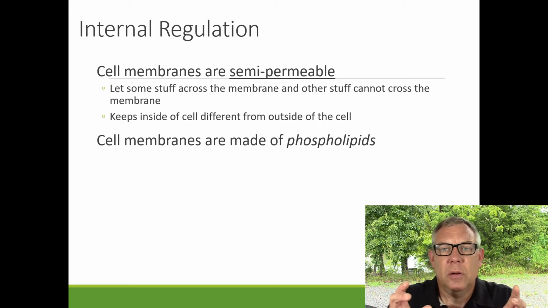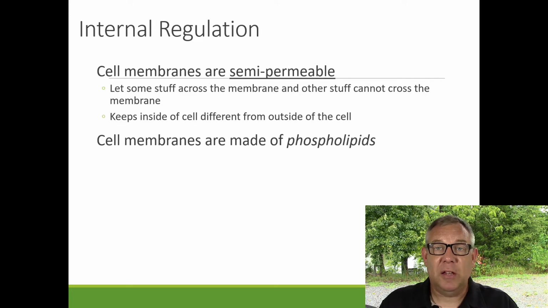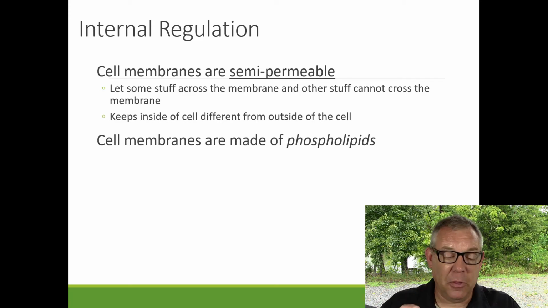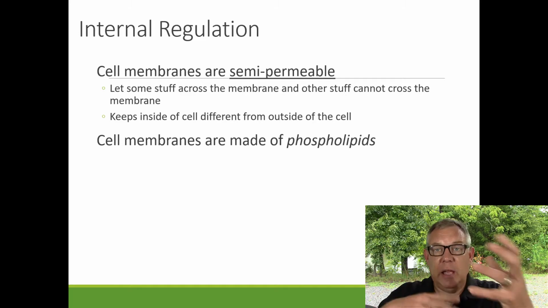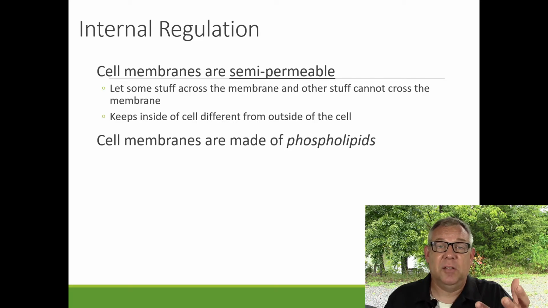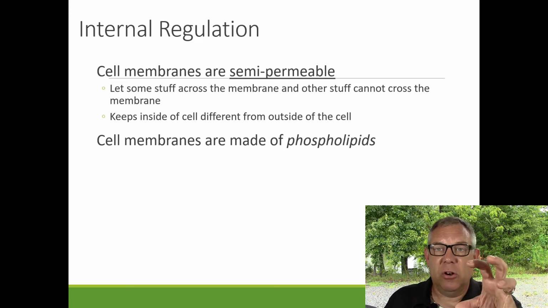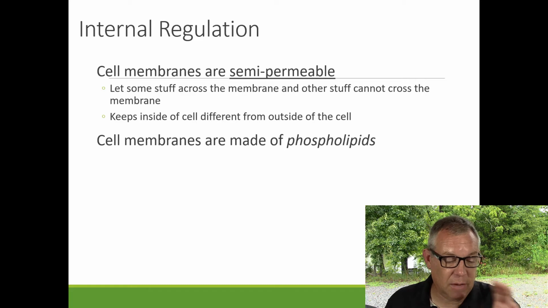First off, we want to point out that cell membranes are called semi-permeable, right? Which means that some things can cross the membrane, but other things cannot cross the membrane. Permeable means anything can cross. But semi-permeable means only some things can cross. Well, again, that makes sense, right? If we want an internal environment, we want to let some things in and some things out, but not everything in and everything out.